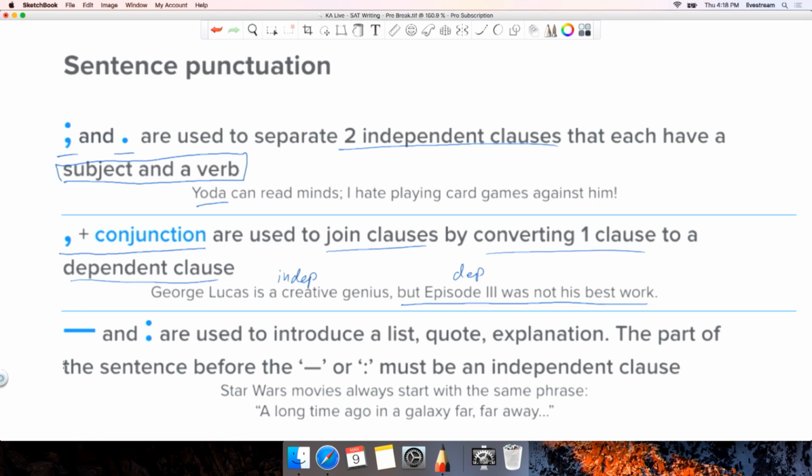Okay, and the last thing I'll cover are the dash and the colon. These two are used to introduce a list, a quote, or an explanation. The part you want to remember is that the part of the sentence before the dash or the colon must be an independent clause. That's a part that a lot of students will forget. An example would be, Star Wars movies always start with the same phrase: A long time ago in a galaxy far, far away. And so this was a quote example, obviously.